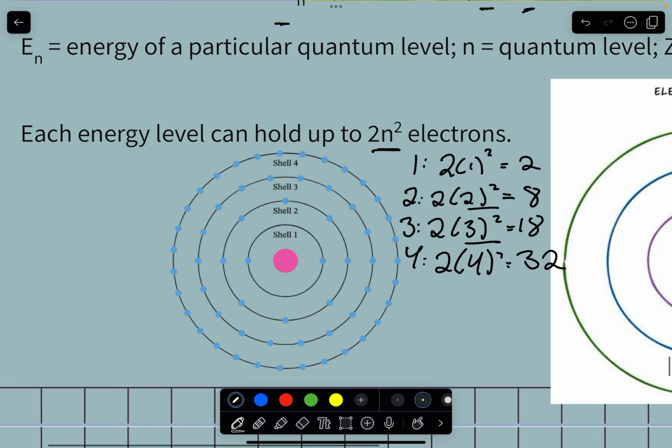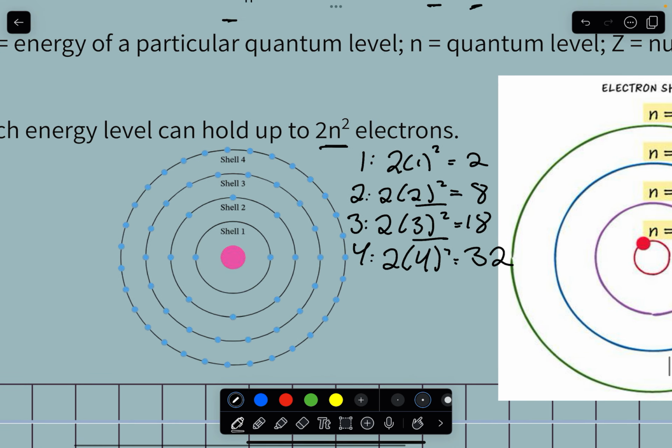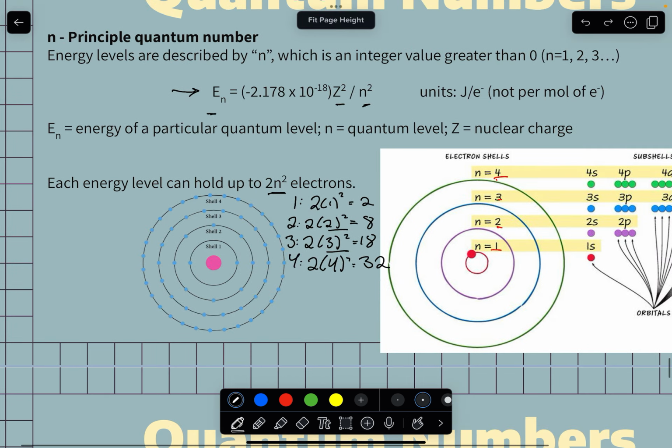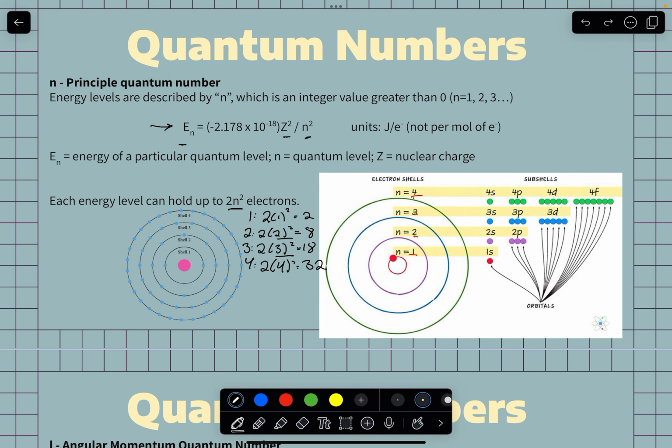So if you need to know how many electrons you need to put on an energy level when doing something like a Bohr model and you forget, you can quickly make sure with that equation. But again, that equation is not on your formula sheet.